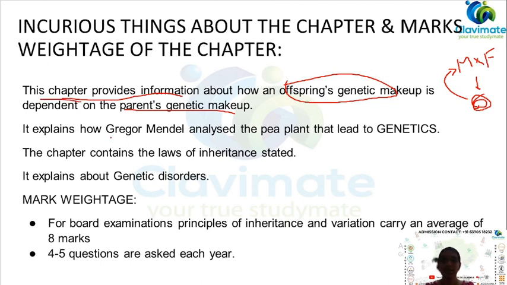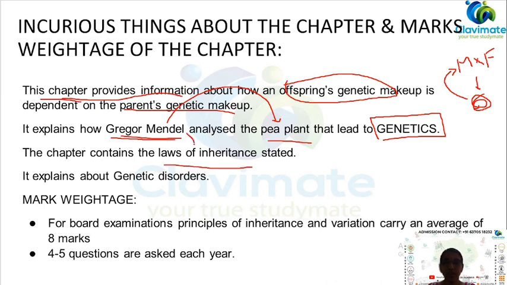It also explains how Gregor Mendel analyzed the pea plant. So Gregor Mendel studied the pea plant to form the basics of genetics. That is why he is called the father of genetics. This chapter also contains the laws of inheritance, which were proposed by Gregor Mendel, and it also explains genetic disorders. The mark weightage for this chapter is an average of 8 marks for board examinations, and 4 to 5 questions are asked every year.